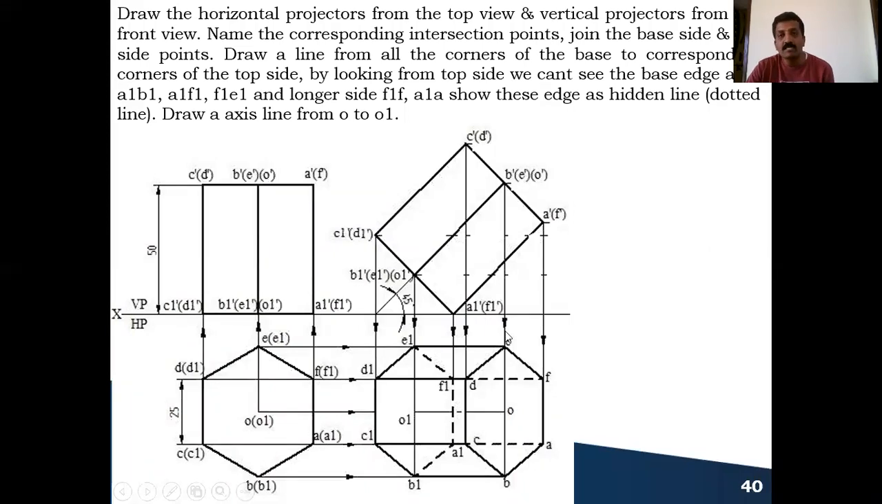Coming to the bottom base, so you are looking from here. C1 D1 you can see. C1 to B1, D1 to E1 also you can see. Becomes outermost boundary line. The base edge which is resting on HP, A1 F1 you cannot see, as well as A1 E1, as well as A1 B1, E1 and F1 also you cannot see. Those edges you can make it a hidden edge.